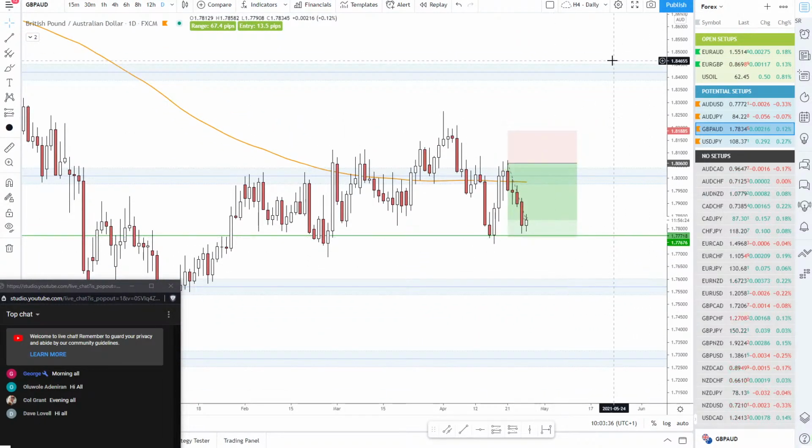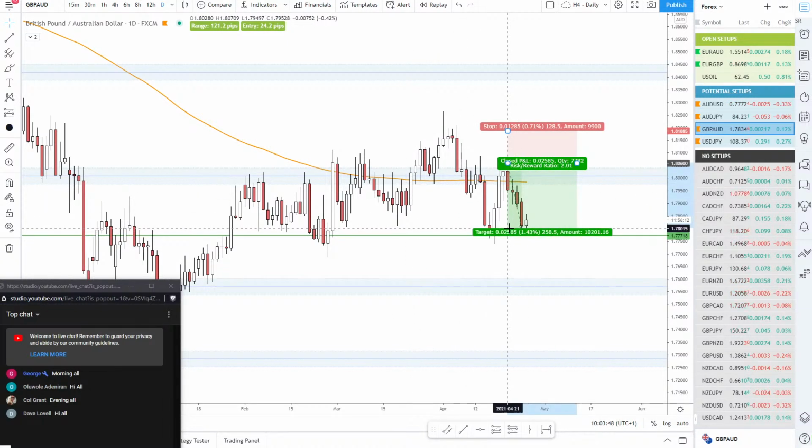GBPAUD. This was another one that we entered in that same method. Did anyone get in on this one? So it's another range-based trade with an entry trigger up here. It's closing in on, no, it's already been at 2R.